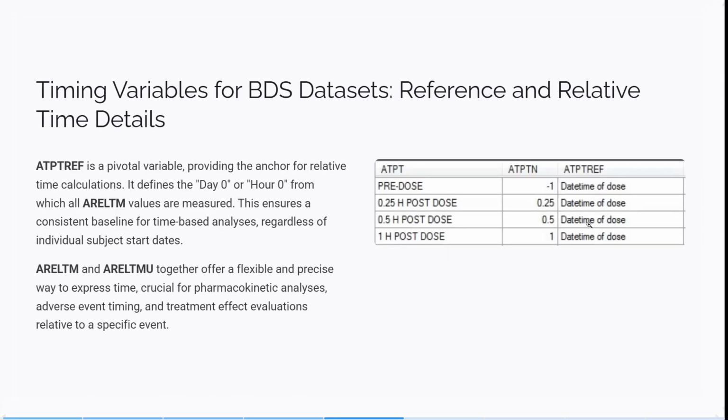Okay, so the timing variables for the BDS datasets, reference and relative time variables. The ATPT reference is a pivotal variable providing the anchor for relative time calculations. It defines the day 0, hour 0 from which all relative time values are measured. This ensures a consistent baseline for time-based analysis regardless of the individual subject start date. So the relative time and relative time units together offer a flexible and precise way to express time, crucial for pharmacokinetics analysis, adverse event timing, and treatment effect evaluation related to a specific event.